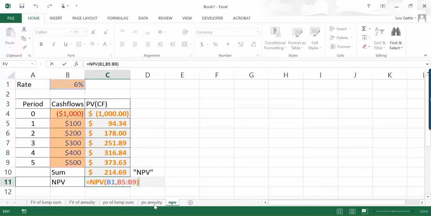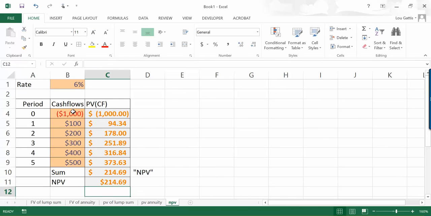To get Excel to work that way, I'm going to use my NPV function, but I can only use it on future cash flows, and then I just need to add that negative initial cash flow. And that's how I get Excel to use the NPV function to calculate a true NPV. And NPV, net present value, is a powerful concept in finance. It's one of the main tools for evaluating projects.